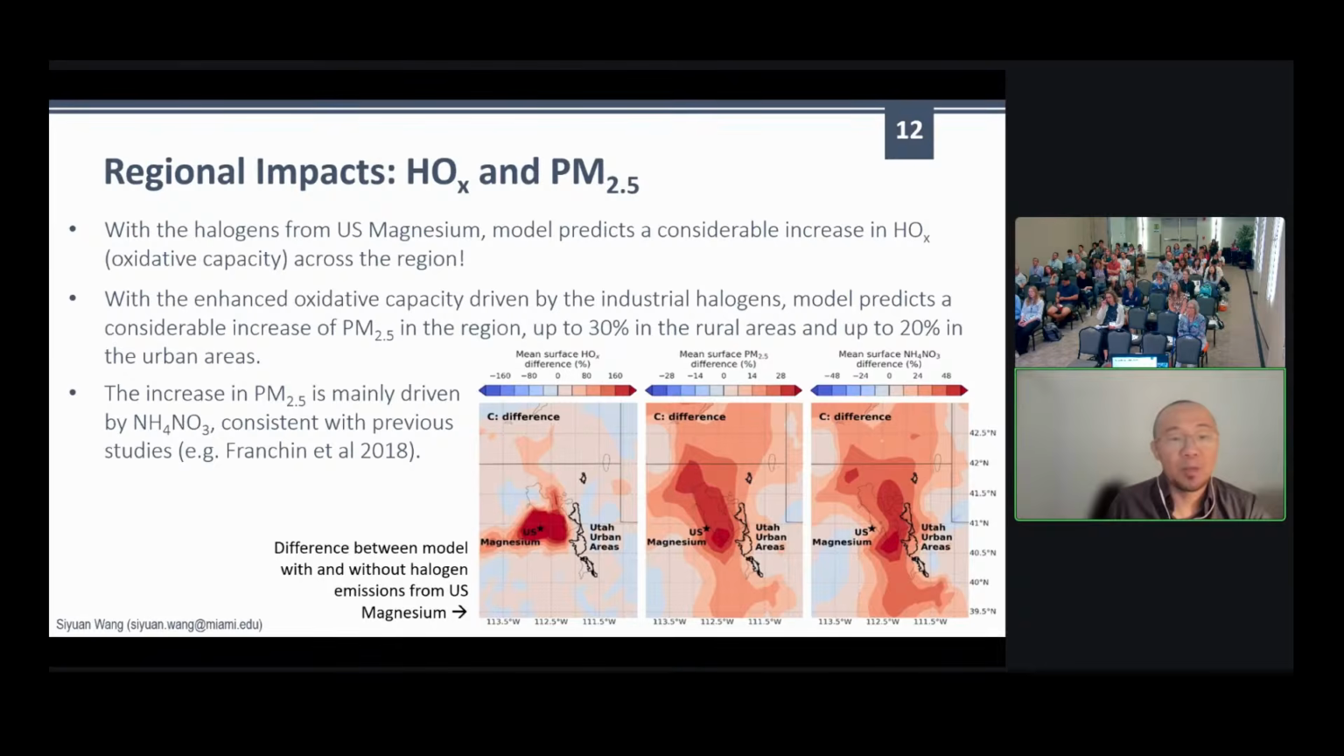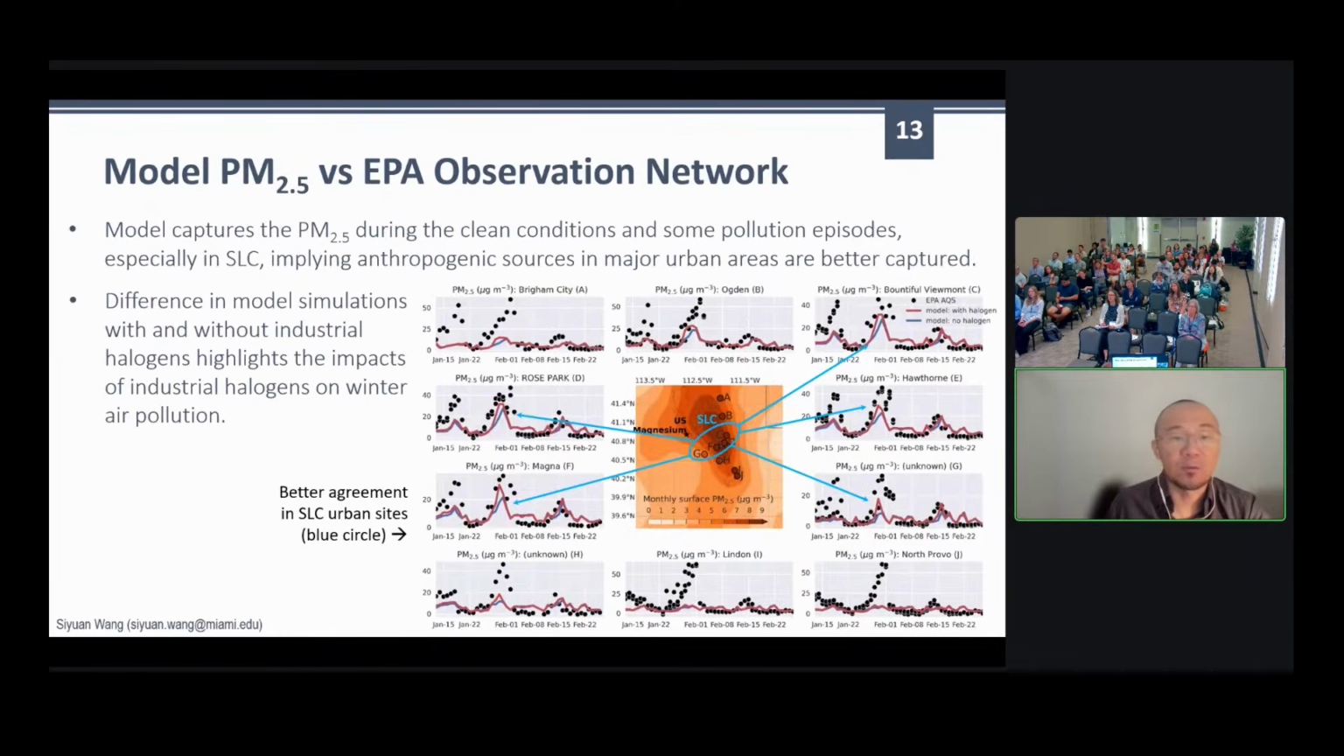Now we're going to evaluate PM2.5 using the EPA surface observation network, which has several locations in the region. We can see that the model, generally speaking, captures the PM2.5 during the clean conditions and some of the pollution episodes, especially at the urban sites in Salt Lake City, as indicated by the blue circle. The model does underestimate PM2.5 in some locations during some of the pollution episodes, especially in suburbs, implying that the anthropogenic emissions are better captured in major metro areas compared to the suburban regions.